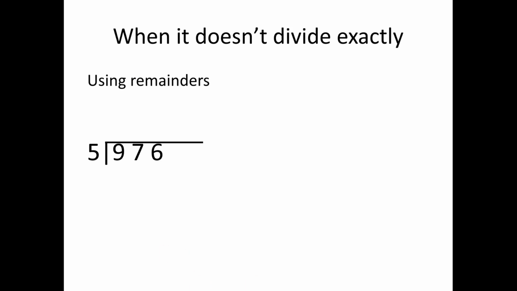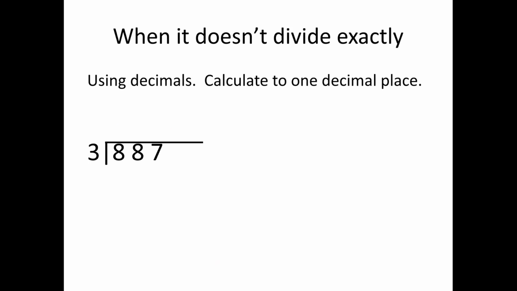5 goes into 9 once with 4 remainder. 5 goes into 47 9 times, because 5 9s are 45. So that will leave us 2. And then 5 goes into 26 5 times, because 5 5s are 25, so that will leave 1. And so I can just write remainder 1, and I can just write an R for remainder like this. However, most of the time, when it doesn't divide exactly, we'll be using decimals.